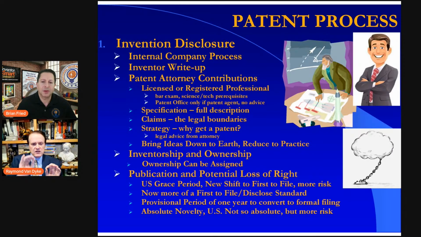Now we're going to talk about the specification, which is the full description of the invention. Then there's the claims part, which is the legal boundaries, the exclusivity I was talking about. We're going to talk a little bit about the strategy. Why get a patent? You've got to figure out why you're doing this, and you get your advice from an attorney as well. Now, there's a difference between inventorship and ownership. Ownership can be assigned. For example, if you're an employee of a company, the ownership of that invention can be assigned to the company. But inventorship is you, and that can never be assigned.